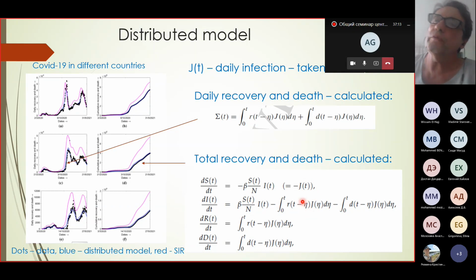We take this full model shown here, we solve these equations, and we find these functions R of t and D of t. And then these functions are shown here. Again, the black curve is taken from the epidemiological data. The blue curve is what we obtain with the model. And the magenta curve is for the SIR model. As before, we have more or less exact correspondence between this distributed model and the data, and the SIR model gives different results.